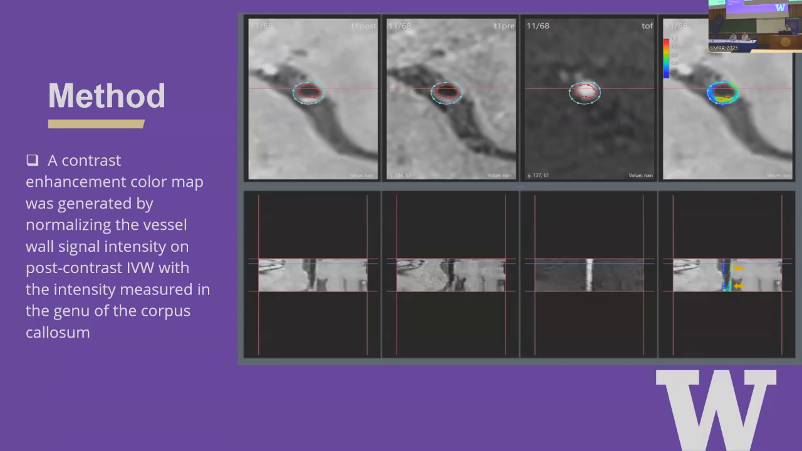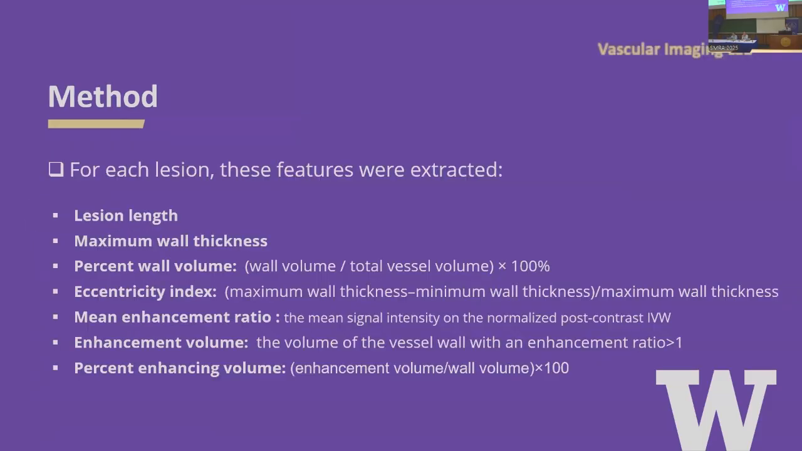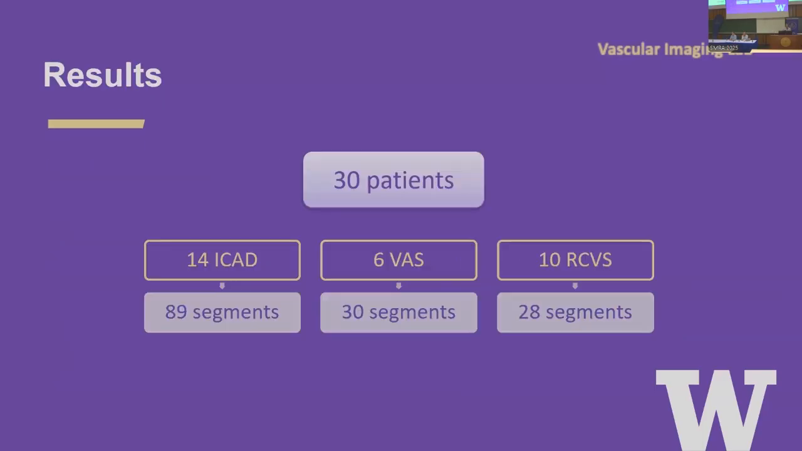Here's another presentation of the software interface. That CE map is another component that was discussed previously, where it can quantitate the degree of enhancement within the lesions. For each lesion, we extracted a number of features, including lesion length, wall thickness, percent wall volume, eccentricity, the degree of enhancement with 2 different quantitative metrics, and the percent enhancing volume. We processed 14 atherosclerotic cases, 6 vasculitis, and 10 RCVS. We've now processed about double those cases in terms of the total data that we have, and hopefully we'll be finishing that up soon.